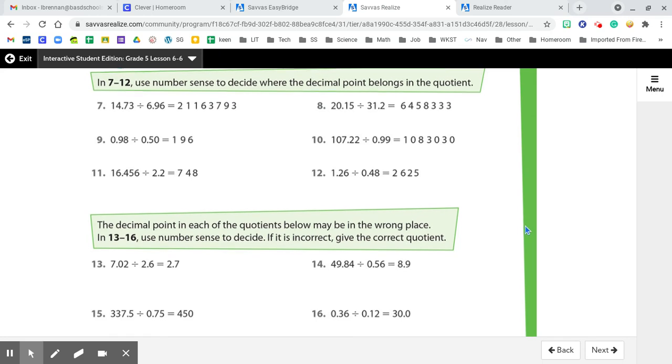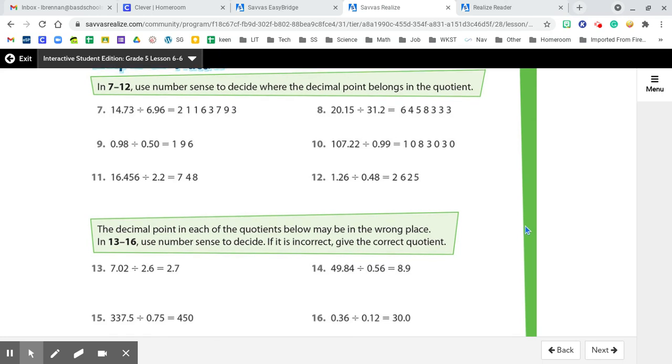Okay. So we're just placing the decimal where we think it goes. And remember, you're using compatible numbers and rounding to get an idea of how many digits will be in the answer and what the answer will be near. And then you put the decimal where you think it will go. So that's today's lesson.